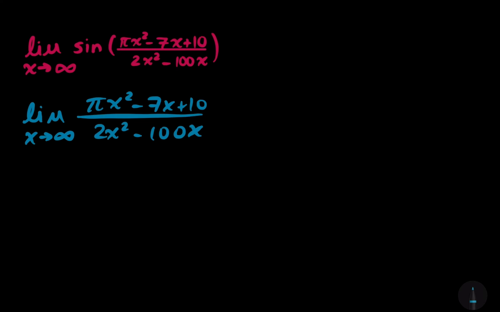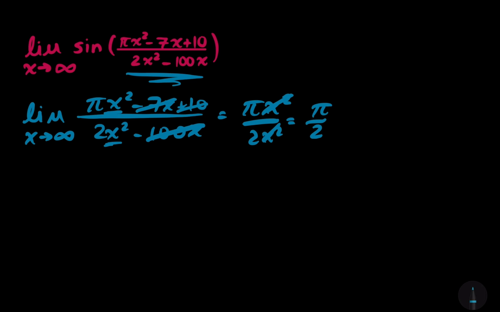If you remember how we take limits at infinity, which I'm hoping you do, we just look at the dominating term here. As x approaches infinity, x squared and any constant times x squared is going to dominate over all of these terms. So we can ignore the -7x, the 10, and the -100x, and say that this is going to be equal to pi x squared over 2x squared. The x squared cancels out quite nicely, so it's just going to be pi over 2. So as x approaches infinity, this rational expression converges to pi over 2.